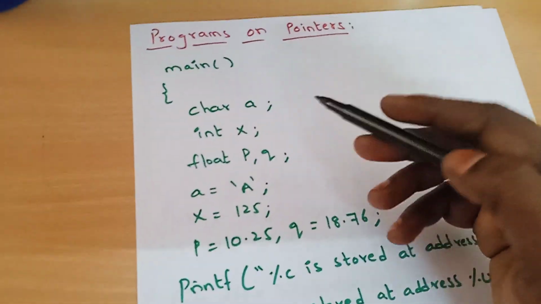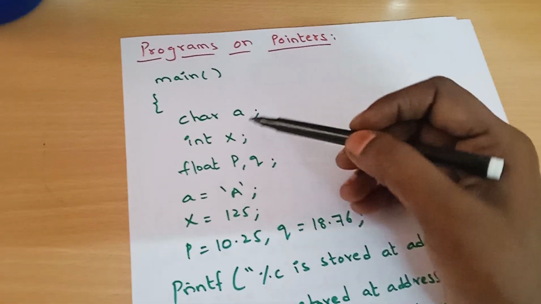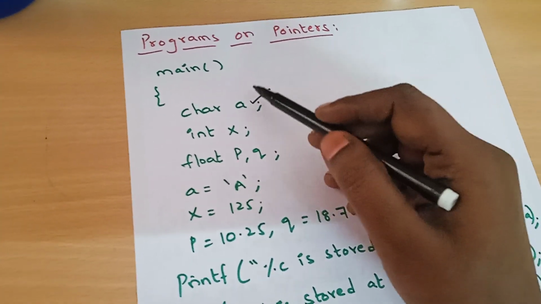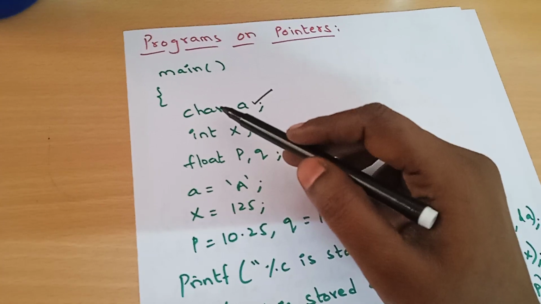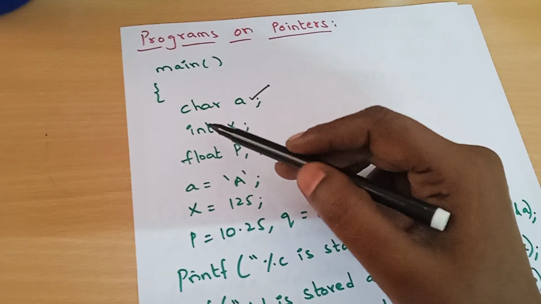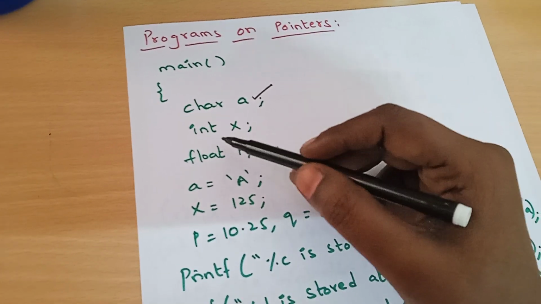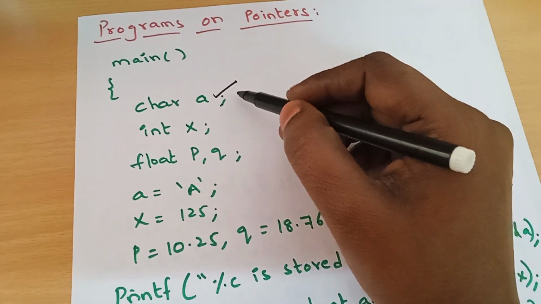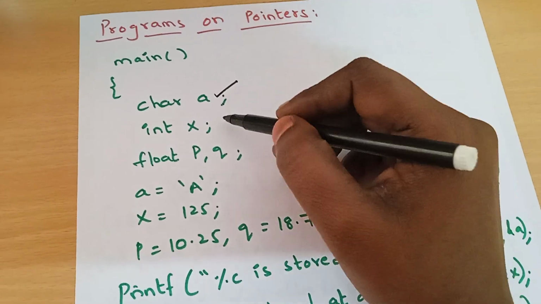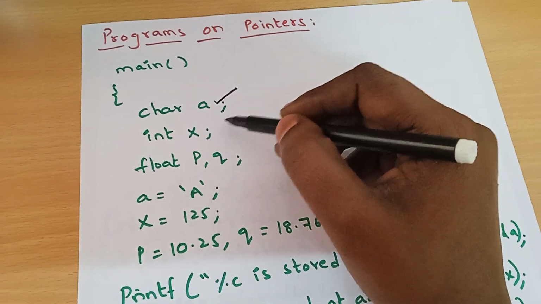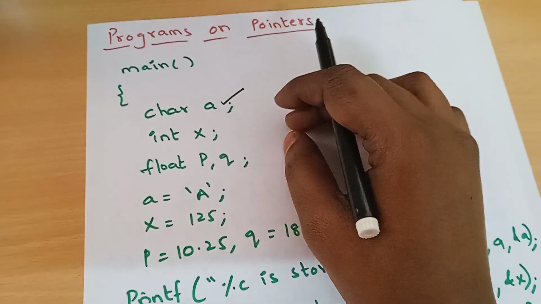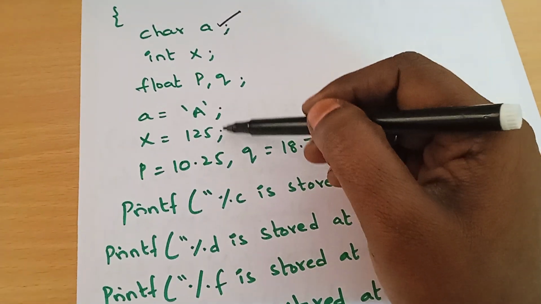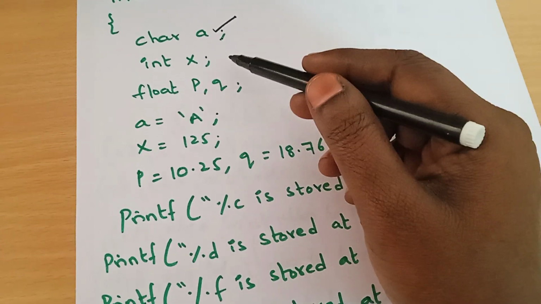This program has declarations of variables. I have declared a variable using the character data type, x with the integer data type, and p, q as floating. This is what we call declaration: declaration of a, declaration of x, declaration of p comma q variables. Fine. Now look at this. These are initializing the values of the above variables.